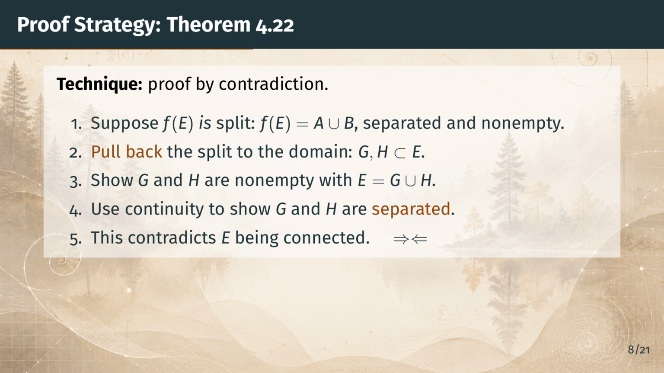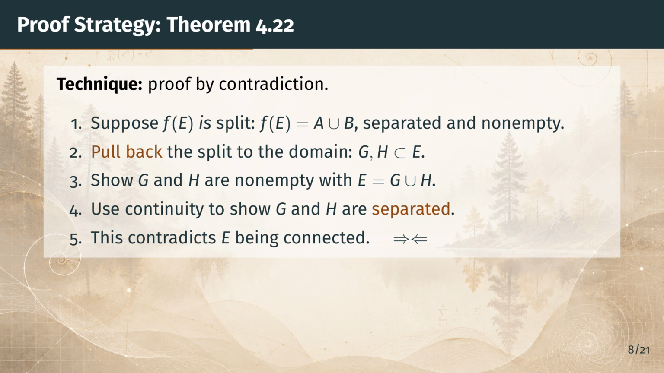We argue by contradiction. We start by assuming the conclusion fails, so the image F of E can be broken into two non-empty separated pieces. Call them A and B. The key move is to pull this break back through F to the domain, producing two pieces, G and H, of E.